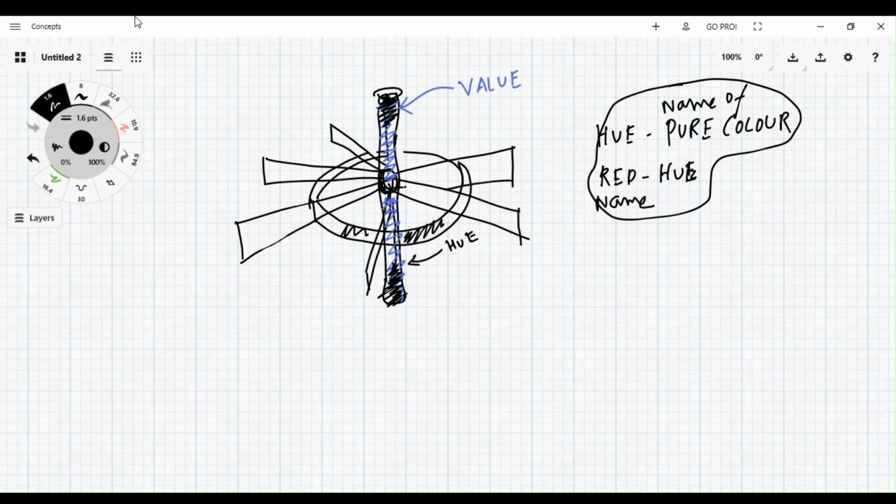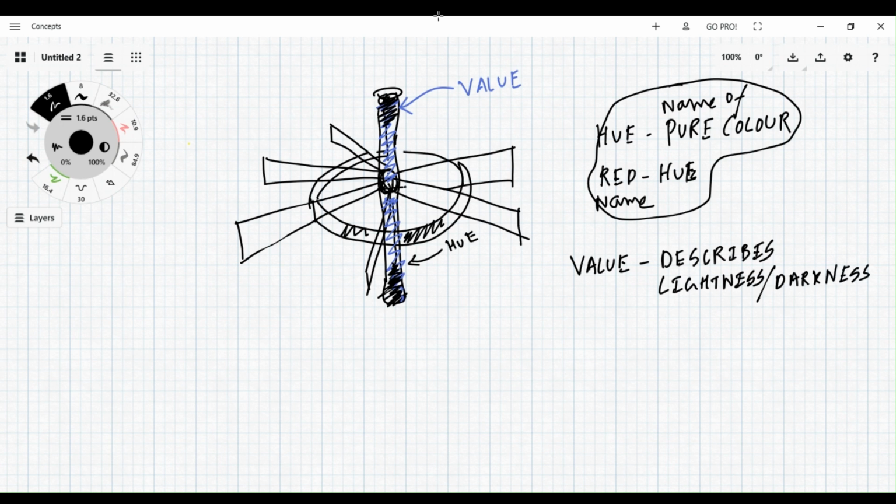Value is also defined, as you have seen now. Value describes the lightness or darkness of a color.